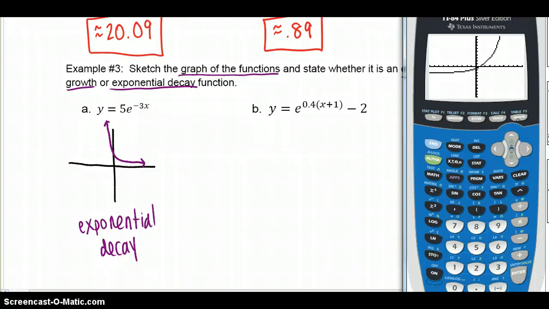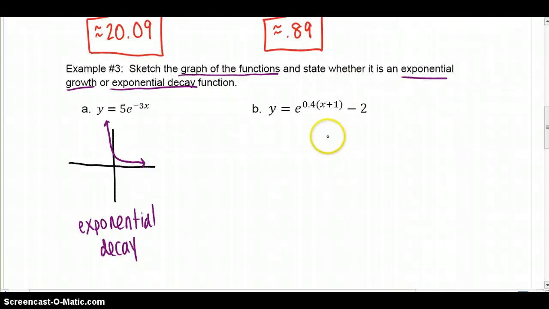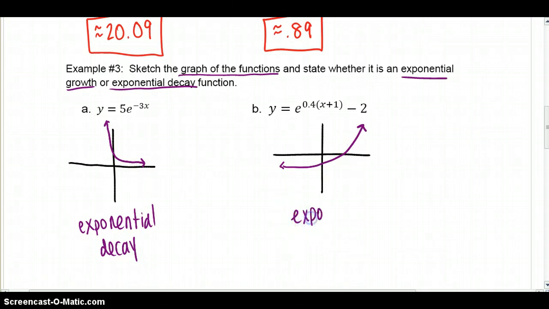Alright, there we go. So I can go ahead and sketch this on my paper. Should look something like this. And since this one left to right is increasing, this would be exponential growth. Alright, increasing, that's growing. So exponential growth.